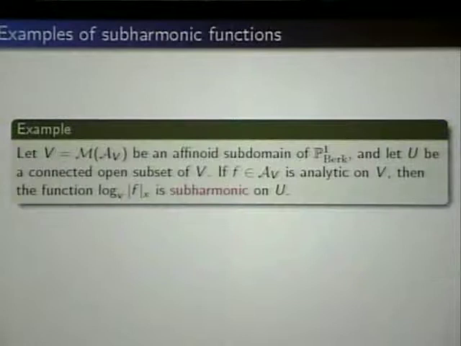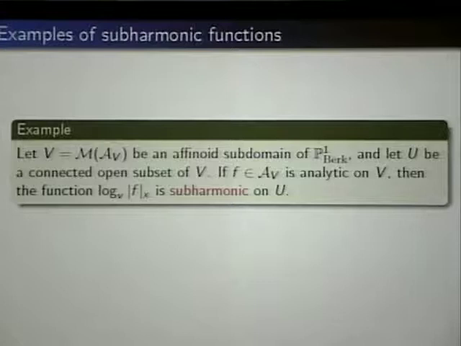So here's an example. If I have, again, an affinoid subdomain of P1, and U is some connected open subset, then if F is analytic on V, log absolute value F is subharmonic. So now I don't care whether it's 0 or not, because I'm allowing the value minus infinity. And such a thing is typical, and again, this is just by analogy with what happens in complex analysis, that log of the absolute value of an analytic function that's possibly 0 at some points should be thought of as being subharmonic. It's not harmonic at those points where it's singular, but it's subharmonic everywhere.